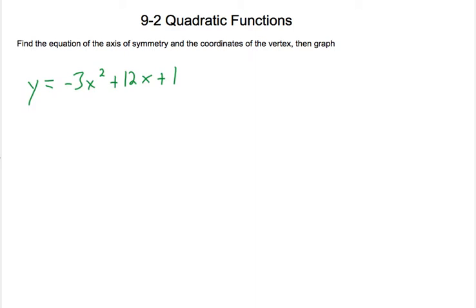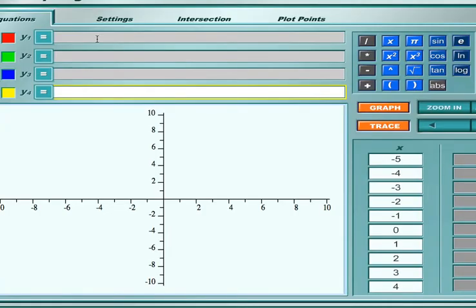Before we get to that, I just want to remind you of the standard form of a quadratic equation, which we talked about briefly yesterday, which is y equals ax squared plus bx plus c. All the graphs that we dealt with yesterday were in the form y equals ax squared. There was no b value. Sometimes there was a c value. So let's go to the graphing calculator real quick.